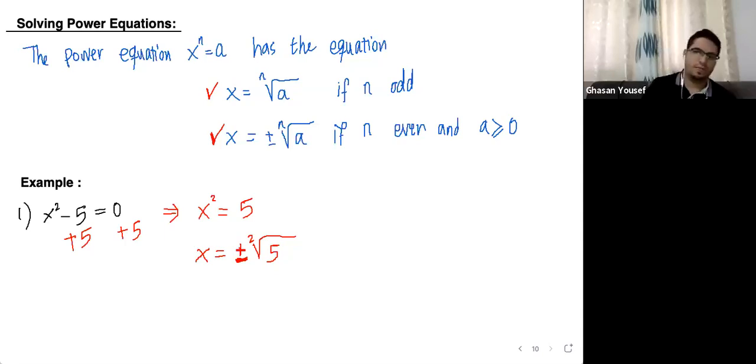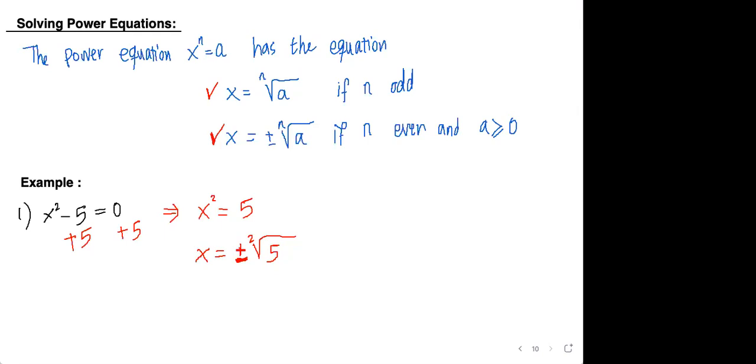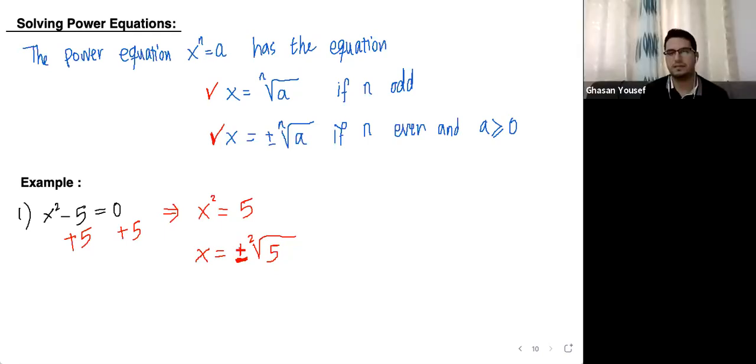Any question for this one? Isn't it like the quadratic equation? It looks like a quadratic equation. It looks like a difference of squares equation.